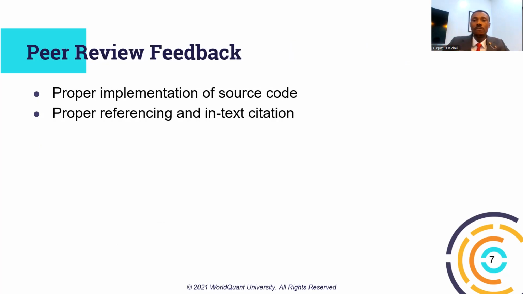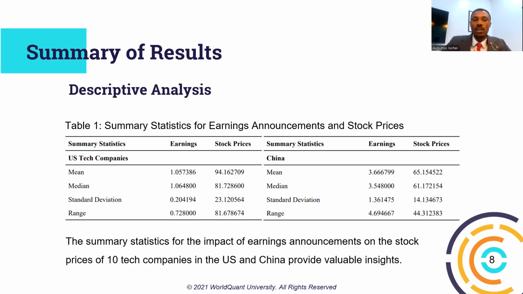The peer review and feedback we got came in two phases. The first peer review was on proper implementation of source code, and we implemented that by pushing all our code to our GitHub repository, which is going to be added to this presentation. We also got feedback on proper referencing and in-text citation, which was implemented immediately after the feedback was received.